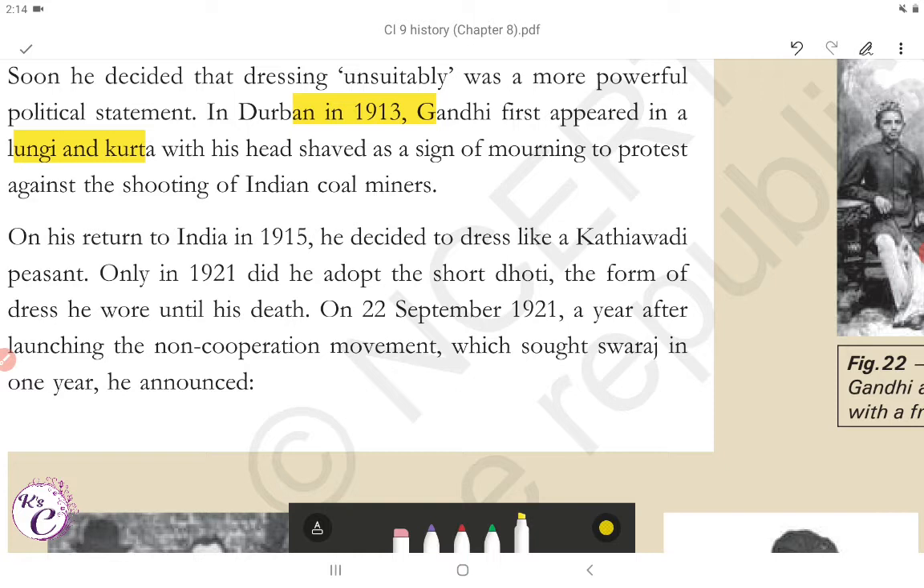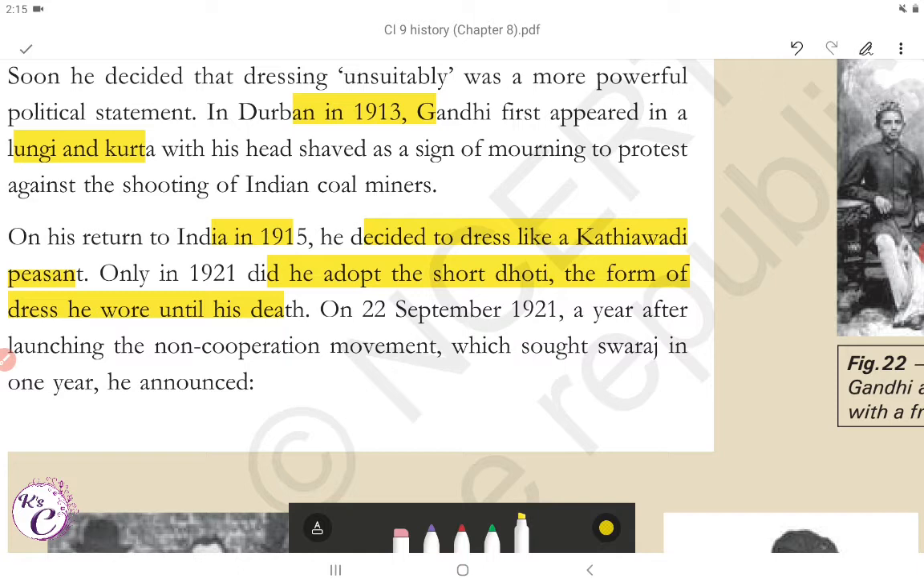On his return to India in 1915, he decided to dress like a Kathiawadi peasant. Only in 1921 did he adopt the short dhoti, the form of dress he wore until his death.